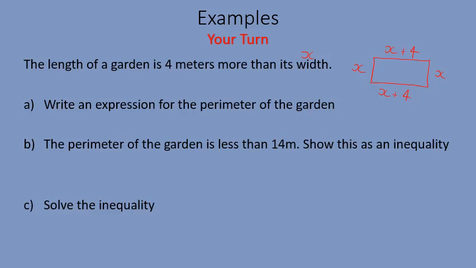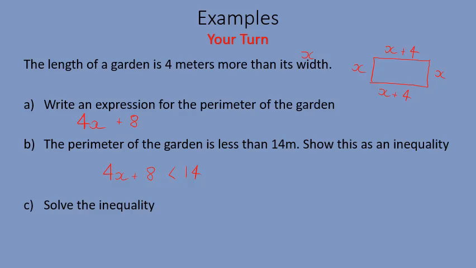Write an expression for the perimeter of the garden. So we need to add together all of those expressions there. So we've got 1, 2, 3, 4 lots of X, and then we've got add 8 on at the end. The perimeter of the garden is less than 14 meters. Show this as an inequality. So the perimeter of the garden, 4x add 8, is less than 14. So that's all we need to do for part B.